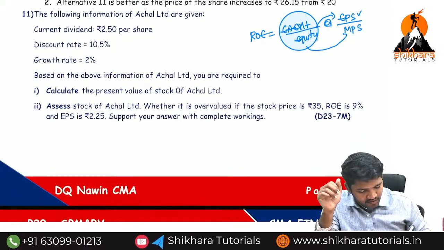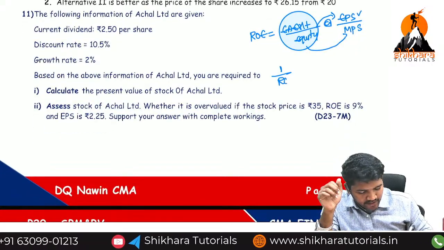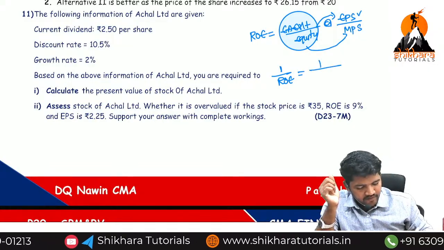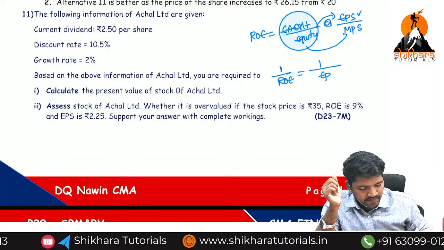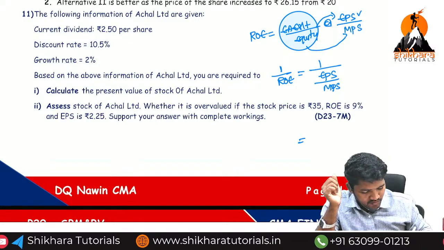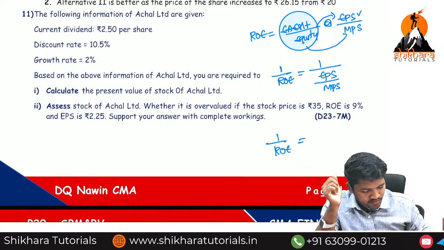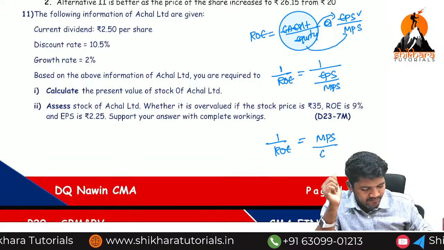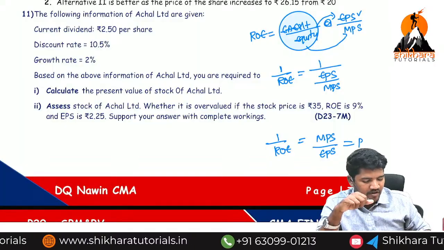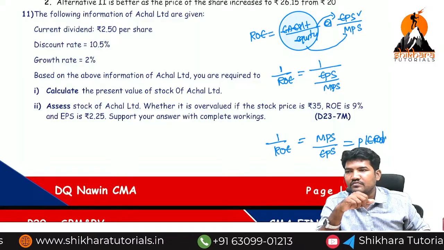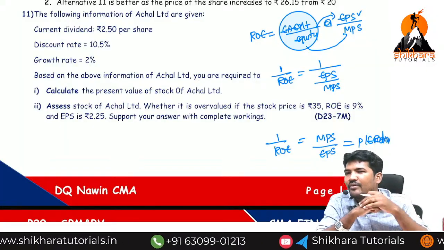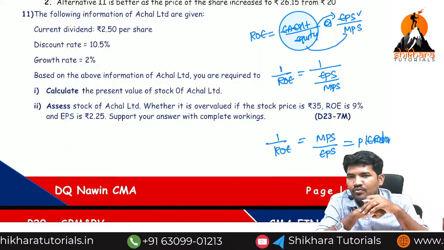Now, 1 divided by ROE. What is the ROE formula? EPS divided by MPS. Now what happened? 1 divided by ROE equals MPS divided by EPS. MPS divided by EPS. Can I use the name PE ratio? Yes or no, sir? That's a clue we have.